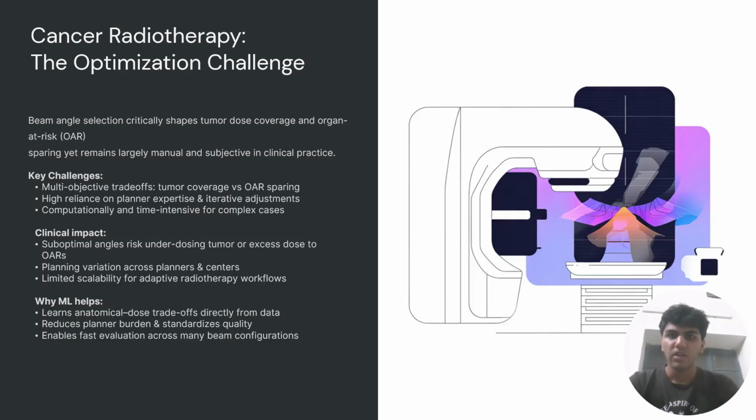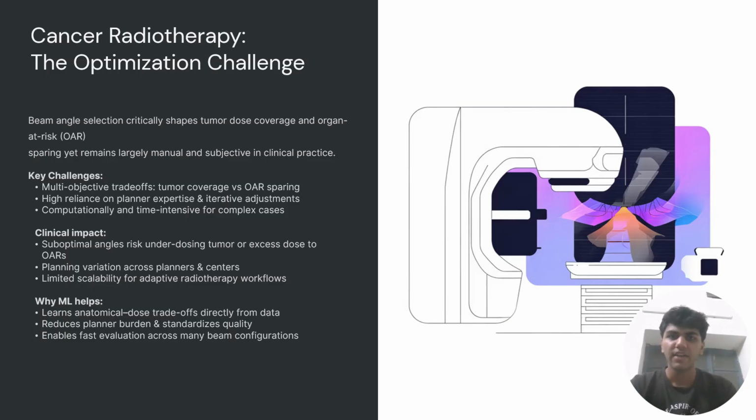Radiation therapy plays a vital role in treating many cancers by delivering precise, high energy radiation doses to tumor volumes while minimizing exposure to surrounding healthy tissues. However, achieving this balance is far from straightforward, and one of the most critical yet difficult components of treatment planning is beam angle selection. Every choice of beam angle influences how the dose distributes through the patient's anatomy. The planner has to consider multiple competing factors, ensuring full tumor coverage, avoiding organs at risk like the spinal cord or parotid glands, and maintaining dose uniformity across the treatment area.